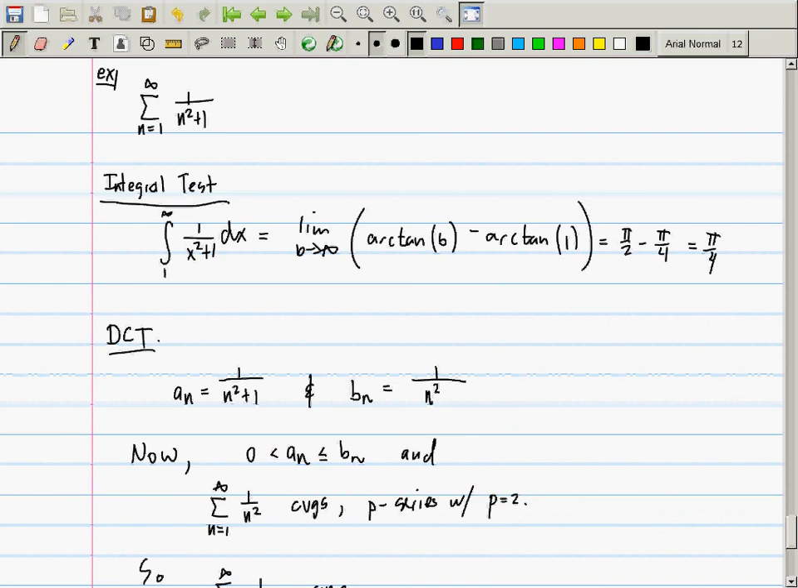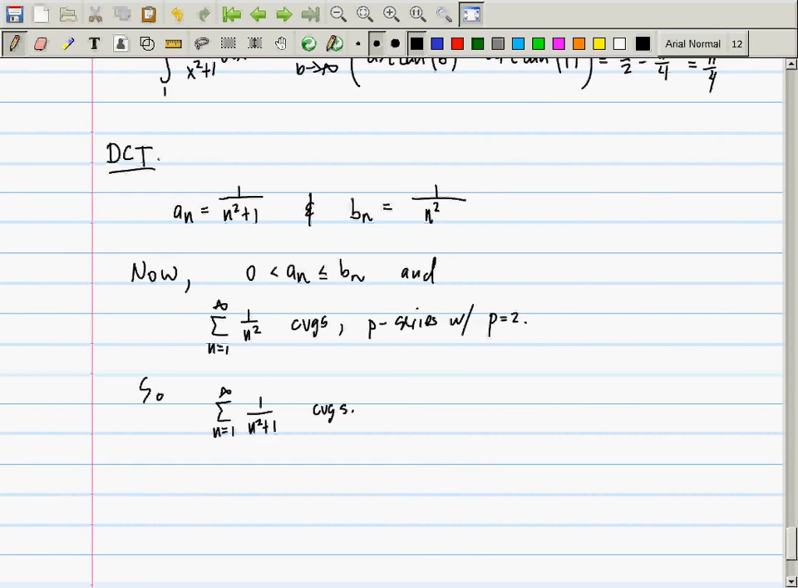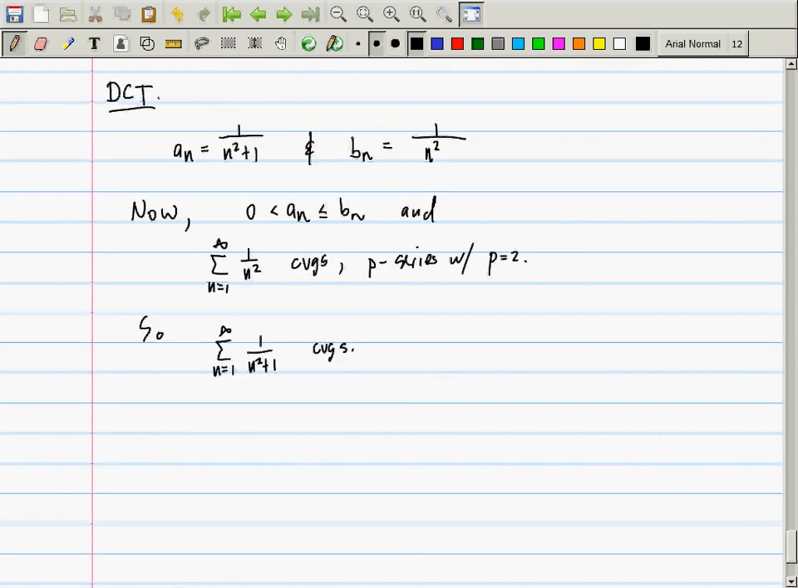Great. So any question about this example? Okay, so then now, he asked a question, well, could I have used 1 over n? So let's see what would happen.